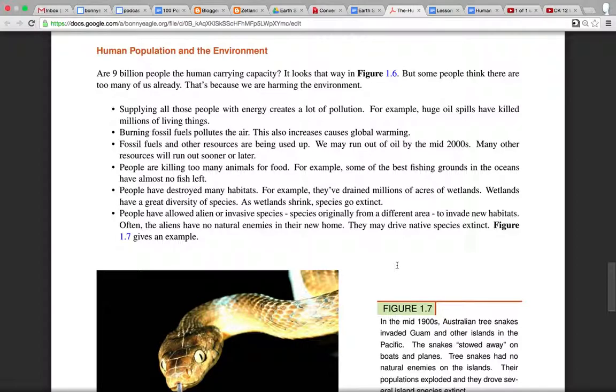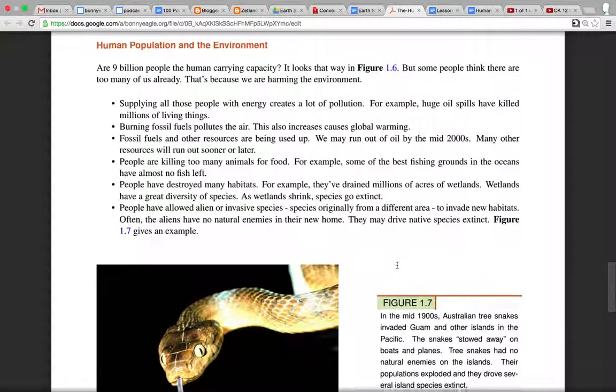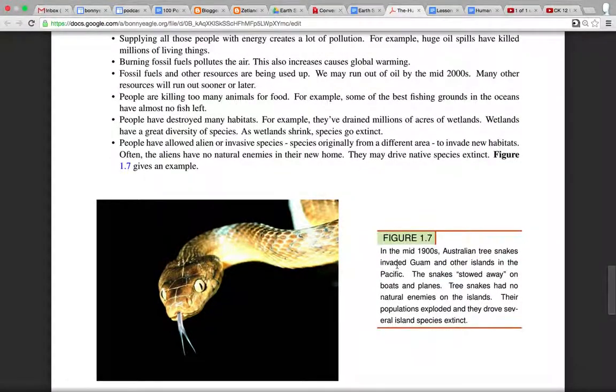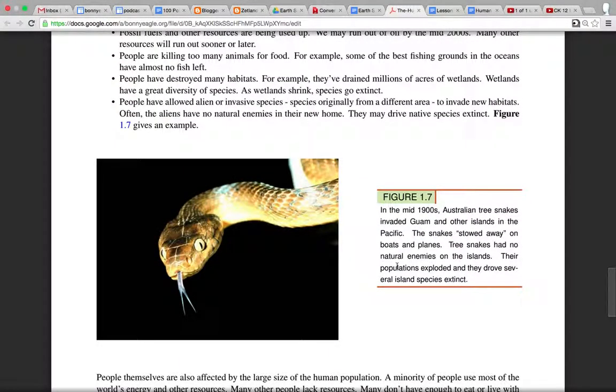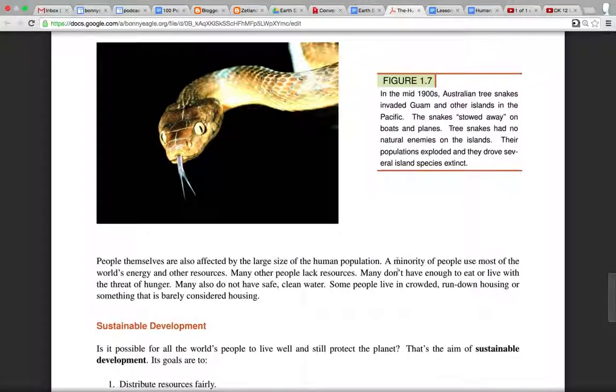People have allowed alien invasive species, originally from different areas, to invade new habitats. Often the aliens have no natural enemies in their new home. This has driven many species extinct. See figure 1.7, which shows an Australian tree snake in Guam that's out of control and eating everything in sight.